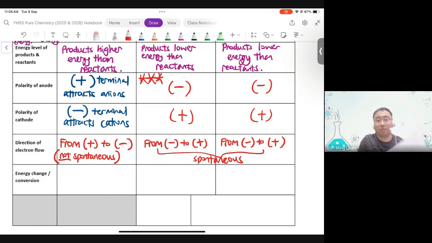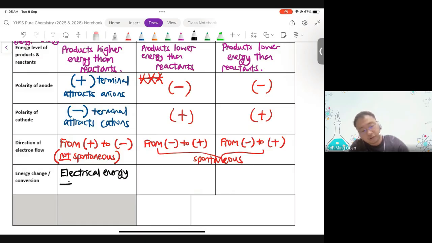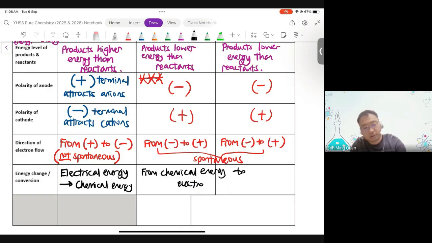And finally, we come to the energy change, which is what the physics students will be interested to know. For electrolysis, electrolysis uses electrical energy and converts it into chemical energy, chemical potential energy. Whereas for electric cell, it's the other way around. Everything is the reverse. Can you see? From chemical energy to electrical energy.